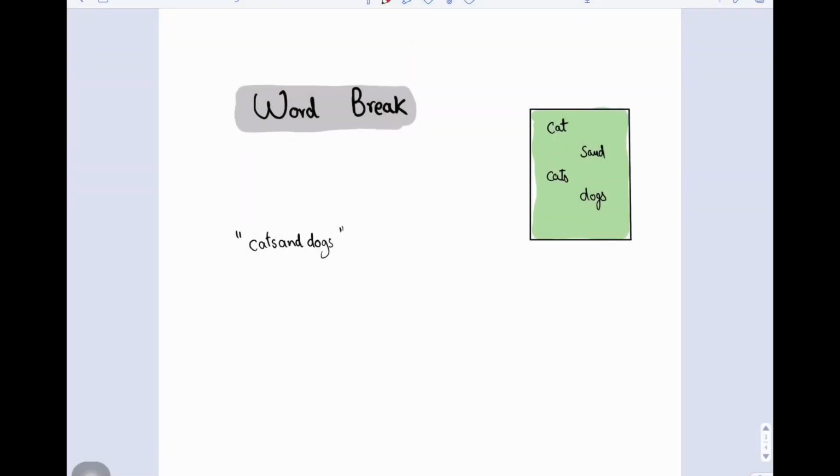Hey, so today we are going to solve this problem, word break. Here we are given a string and a dictionary of words. We have to tell if this string can be made out of these words. So basically, if we can divide this string in such a way that each and every word after the division that we have got is part of the dictionary.